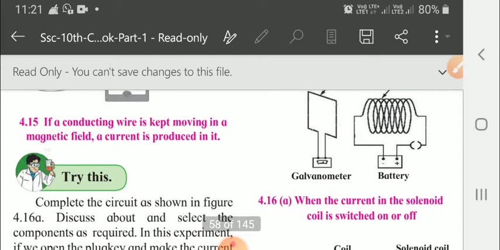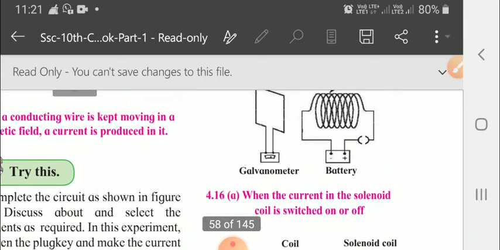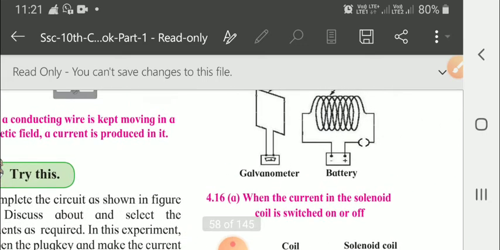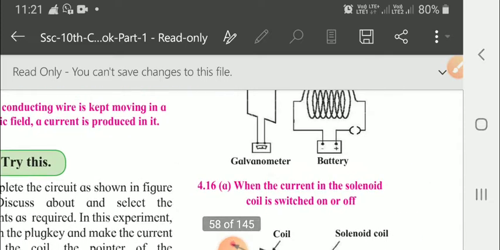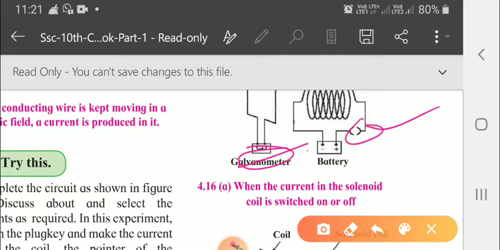We will see what happens when the current in the solenoid coil is switched on or off. This is the diagram. Here we can see the galvanometer is kept here. This is the galvanometer here, and this is the solenoid coil. This is the key, and here the battery is there.